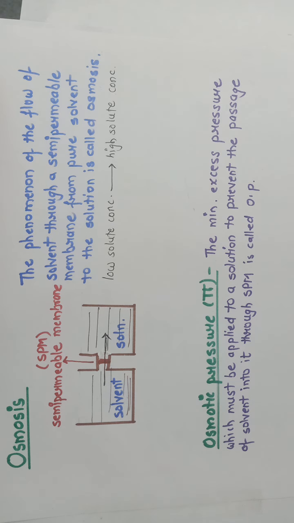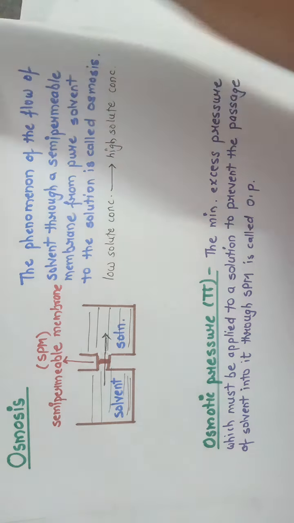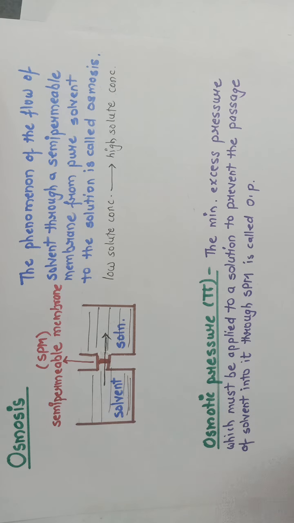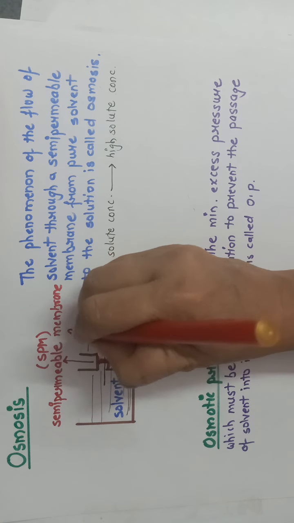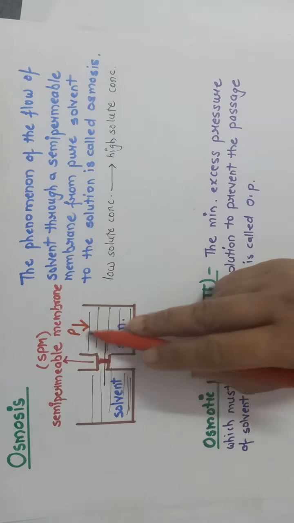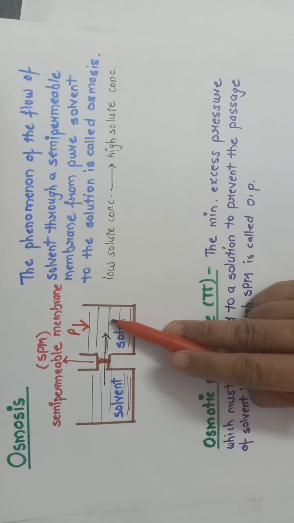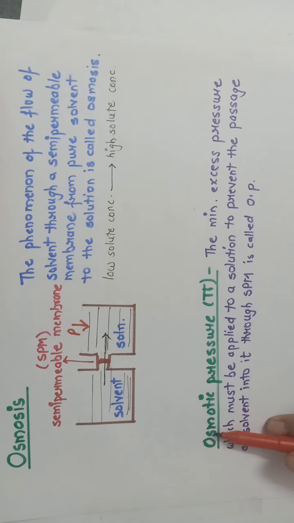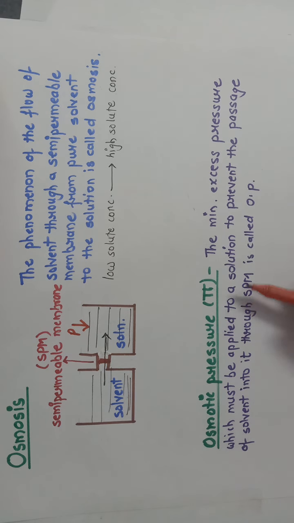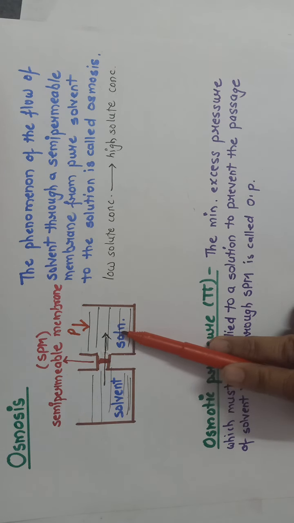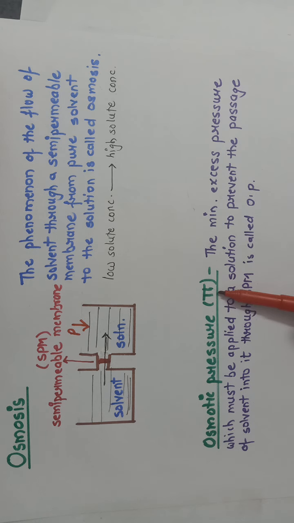Now if I apply certain pressure on this solution side, the flow of solvent towards the solution side will stop, and that is what we call osmotic pressure, which is indicated by pi. So the minimum excess pressure that must be applied to the solution side so that the flow of the solvent molecules towards the solution side is prevented is what we call osmotic pressure.